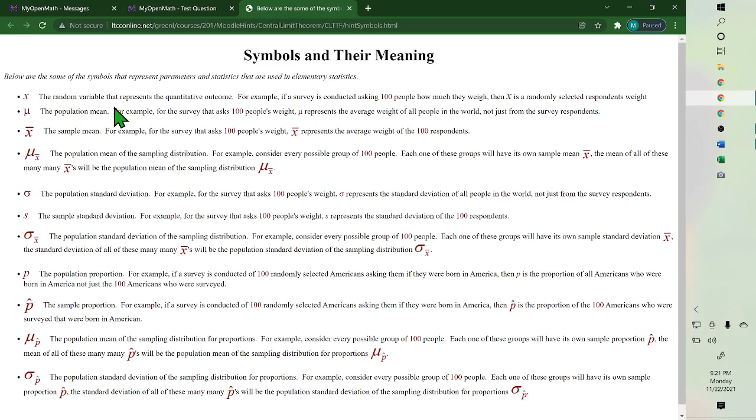In this one, they said a survey is conducted asking 100 people how much they weigh. Then X is one of the people's answers of how much they weigh. If you're asking people what type of pet they own, X would be the answer for the type of pet, or how many pets they own.